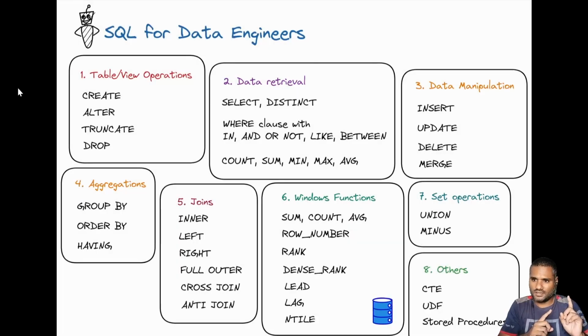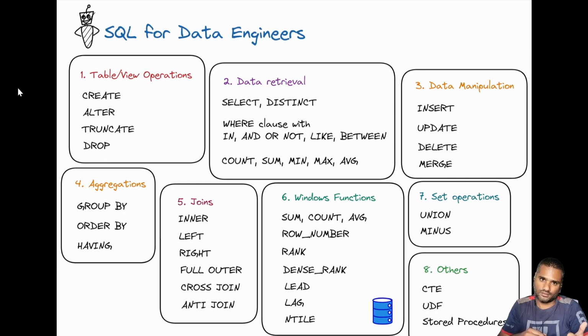Now we will discuss the different categories of operations or queries that we use in SQL. The above slide contains all the important topics that we as data engineers should know in SQL. These are divided into different sections. First one is table or view operations. Second one is data retrieval. Third one is data manipulation, aggregations, joins, window functions, set operations, and other important topics. Right, let's go through the first section.